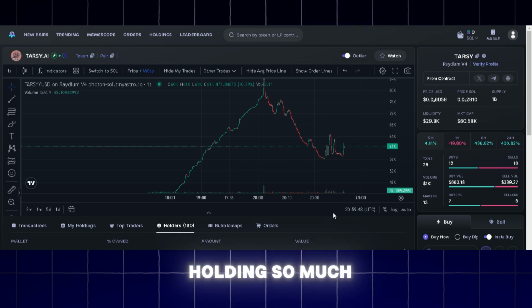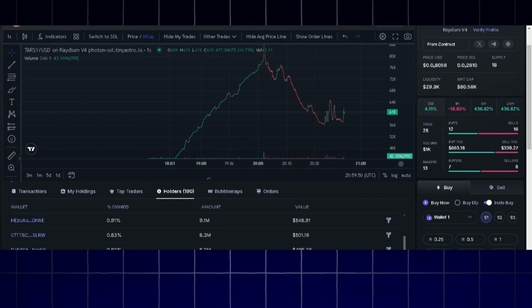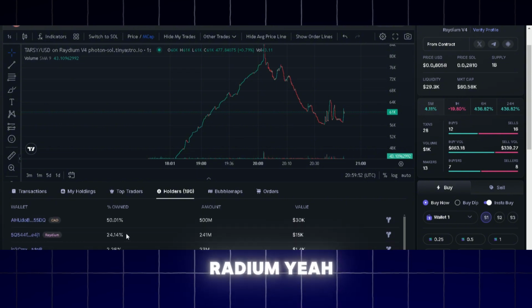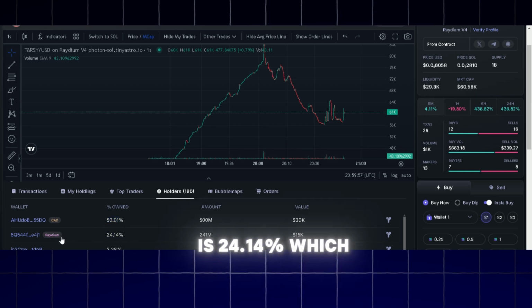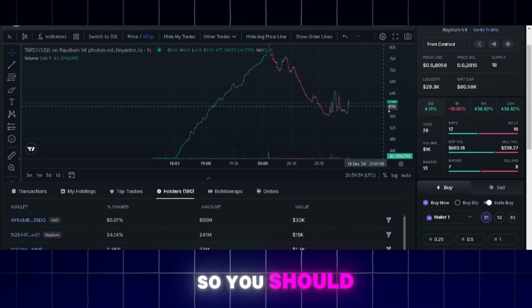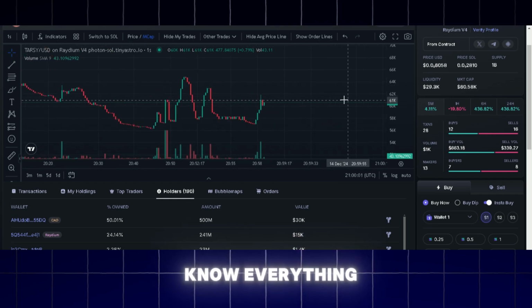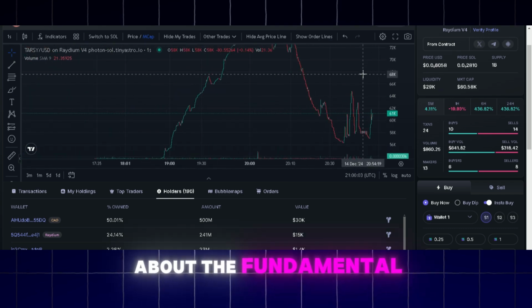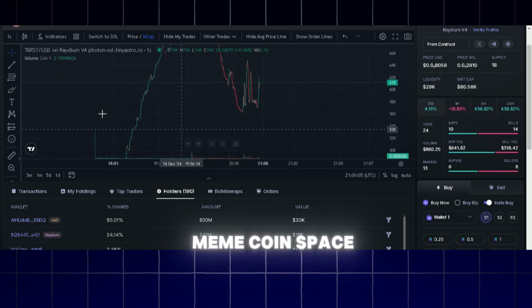The dev is holding so much. No, the Raydium. Yeah, the dev holding is 24.14%, which is converted into Raydium. So you should know everything about the fundamentals of trading in the coin space.